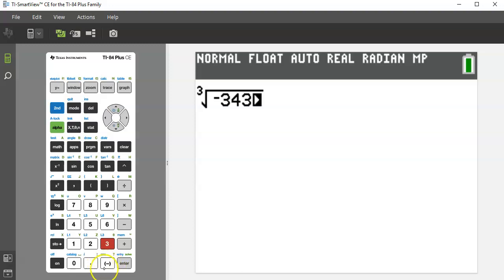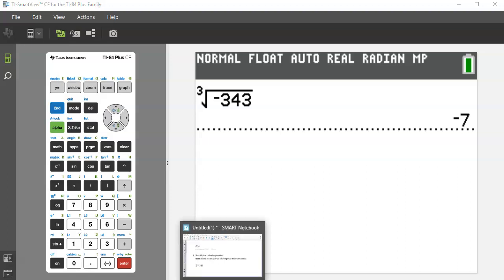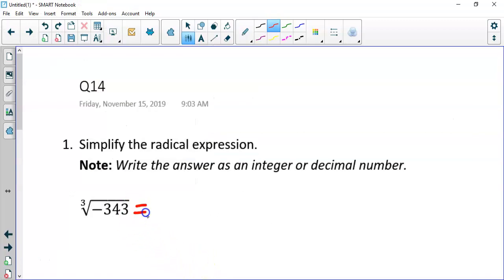Negative sign is right down here by enter. And enter. There it is. There's your answer. Negative 7. Done. That's it. That's all you need. Let that calculator do the dirty work. Okay? So, equals negative 7. Done. Moving on. Any question on number 14? Like I said, this is where everything should start to speed up.